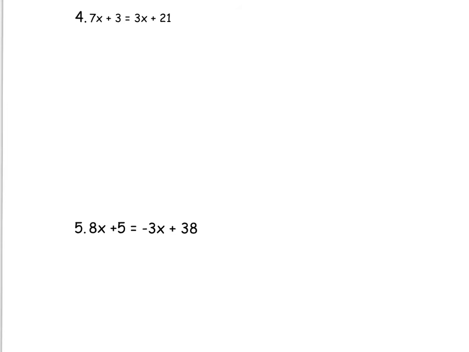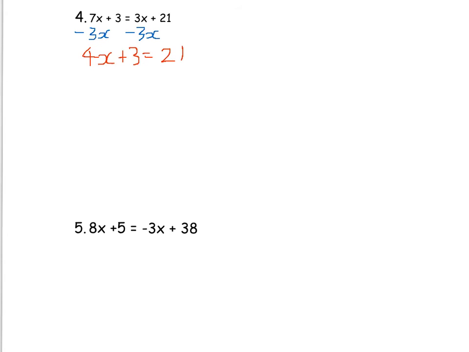And I'm going to subtract the 3x from both sides. So subtract 3x from both sides. So now on the left hand side, I've got 7x minus 3x, which is 4x. Also got that plus 3. On the right hand side, 3x minus 3x, well that's no x's, but I've still got the 21.